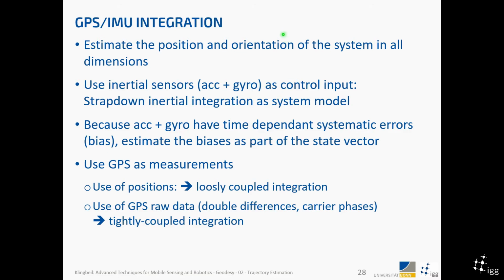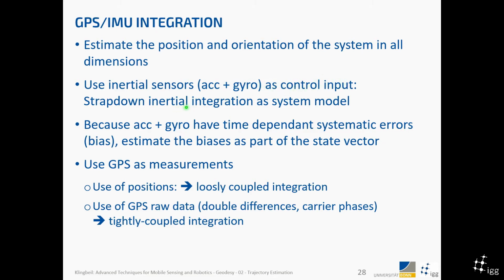Because if we now combine the strap-down integration that we've seen in the beginning, integrating specific force and angular rate in 3 dimensions to get a position, with the Kalman filter example that we've seen before, then we are already very close to what we usually do in GPS-IMU integration problems. So we estimate the position and the orientation of the system in all dimensions, not just X, Y, and some orientation angle. We use inertial sensors, so accelerometers and gyroscope, as control input, right?